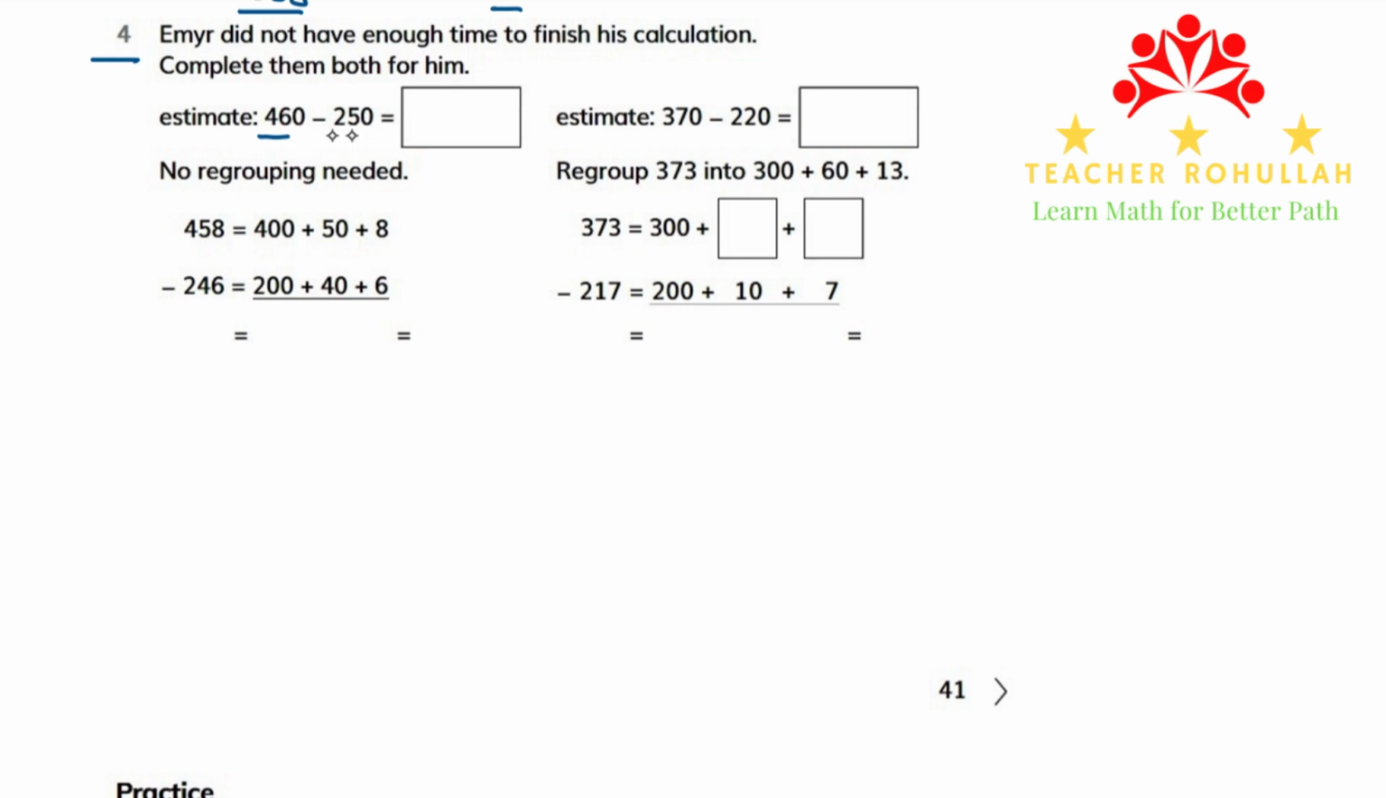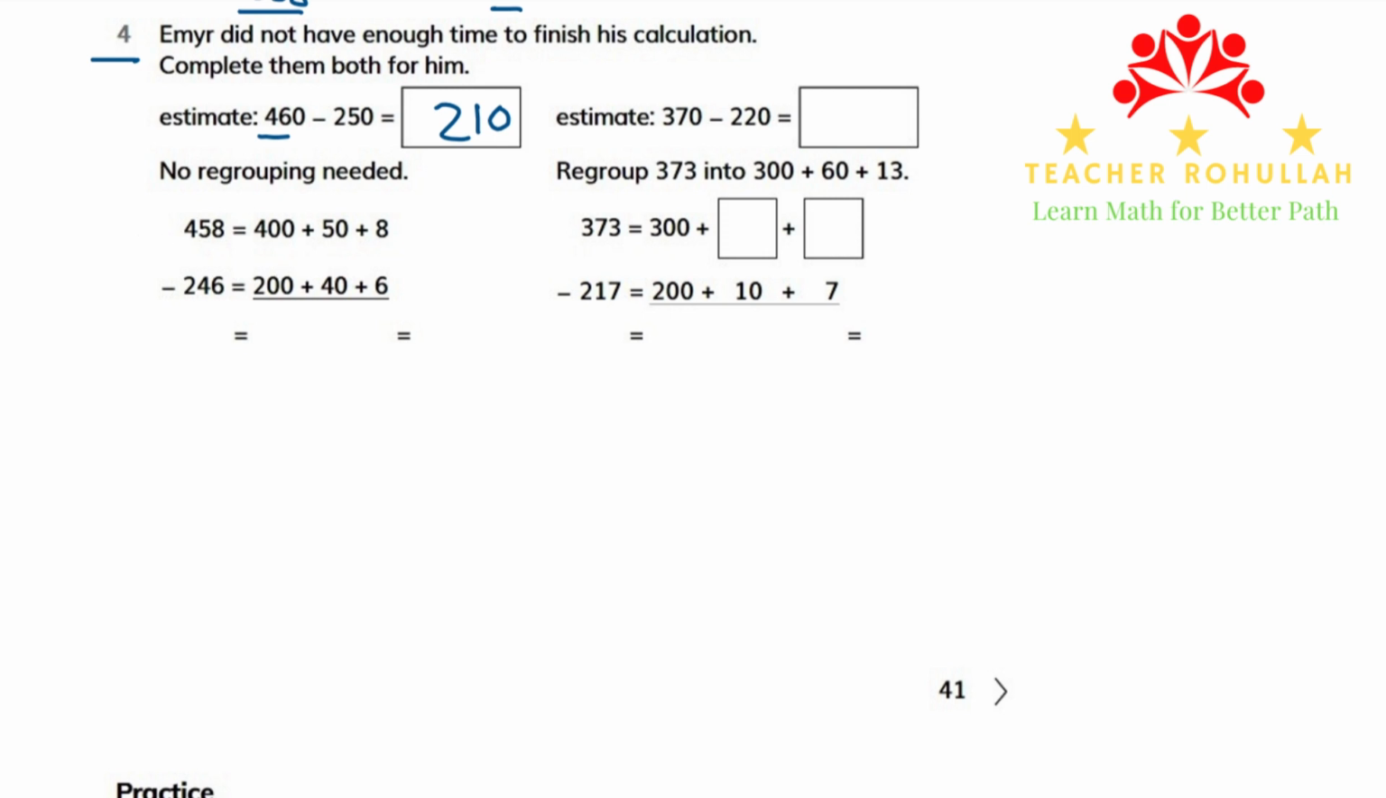460 minus 250, we can subtract ones from ones, tens from tens, and hundreds from hundreds. So 0 minus 0 is 0, 6 minus 5 is 1, and 4 minus 2 is 2. This means the estimated answer, or the estimated difference, is 210. And we have to remember that the answer to a subtraction problem is called difference. The answer to an addition was sum, so the answer to subtraction is difference.